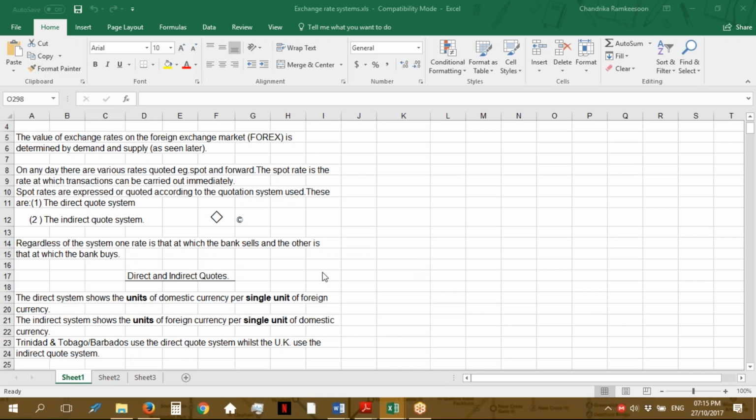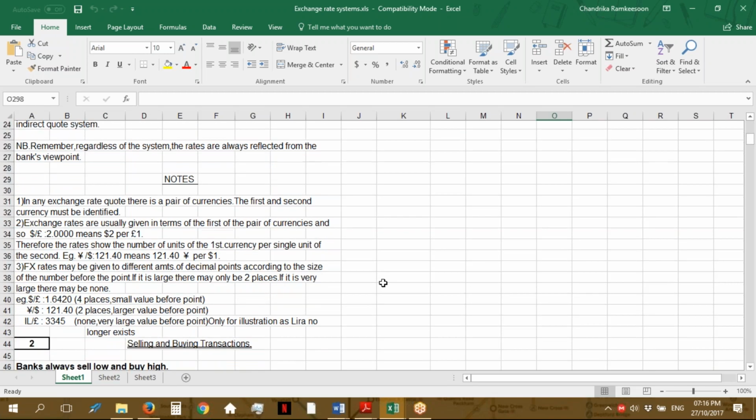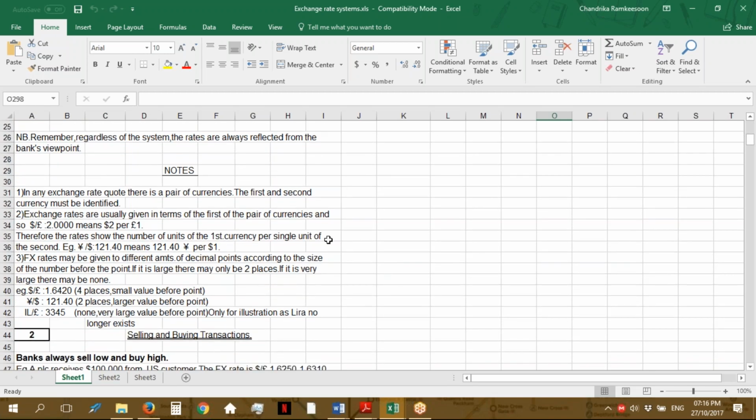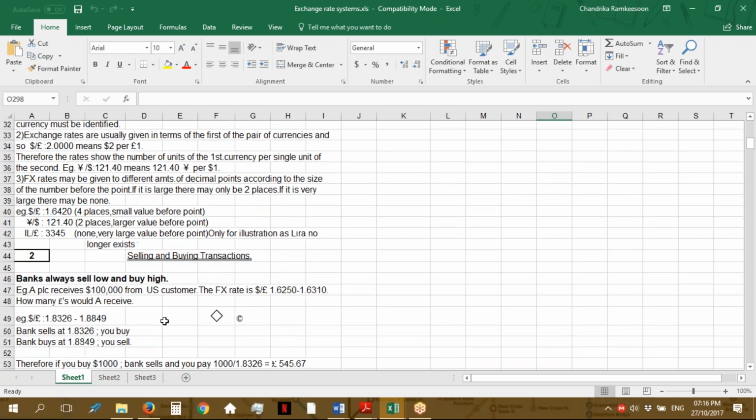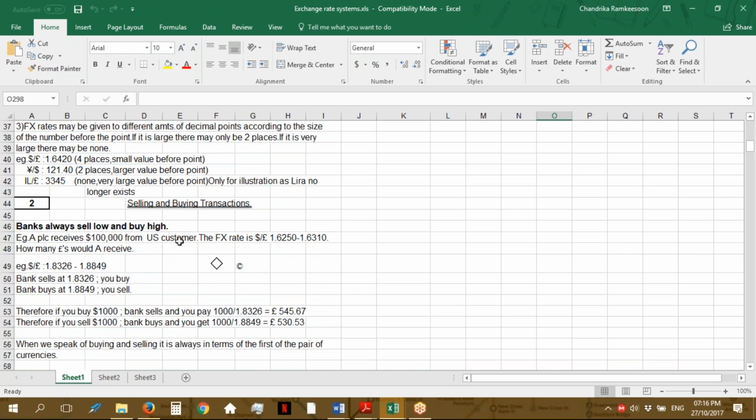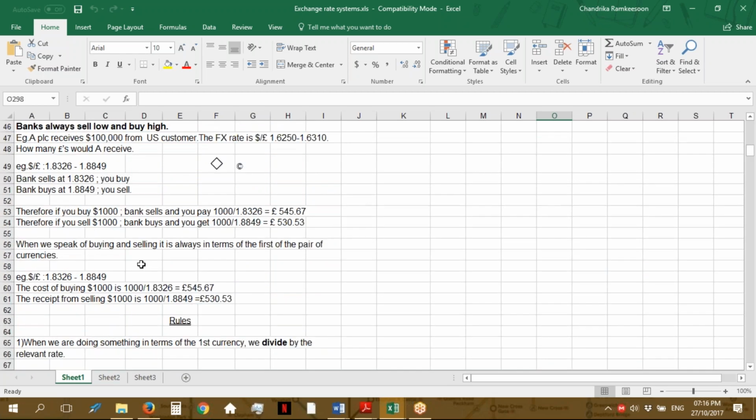Now, in this handout, as I said, which really is the same handout that I use at F9 when I teach the thing for the first time, what you're seeing is a good handout in showing you how to do the calculations. Banks, as I said, always sell low and buy high, always. And in deciding how to work out a calculation, there are only two rules that you use: a divide rule and a multiply rule. Generally you will have to divide. So banks sell low and buy high.